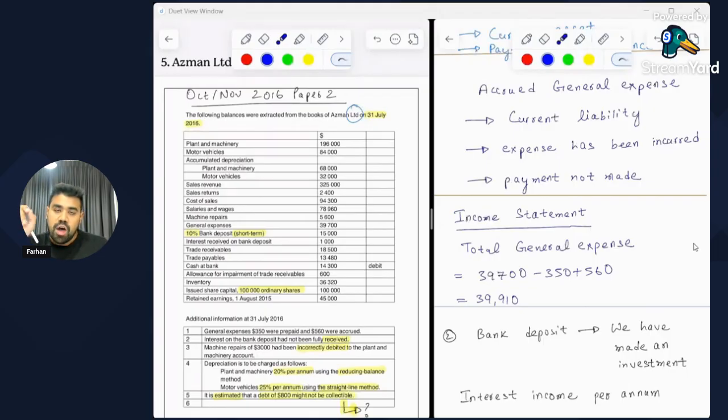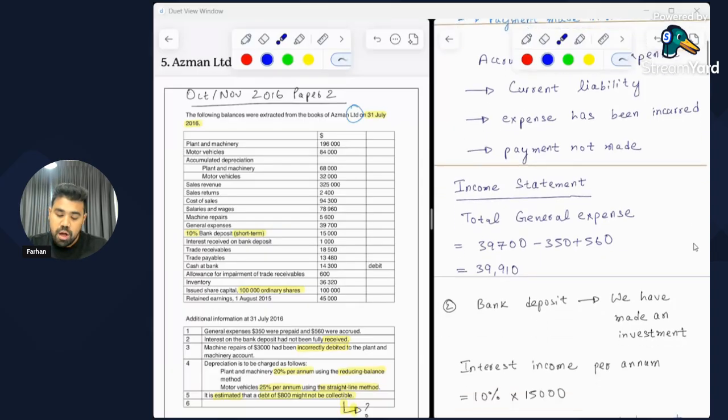Now, do not forget that when you are preparing the balance sheet, you have the current assets, right? So under the current assets, you're going to report the prepaid general expense of 350, and under the current liabilities section, you're going to report general expenses owing of 560, all right? Okay, so let's move to the second additional information that we have got.